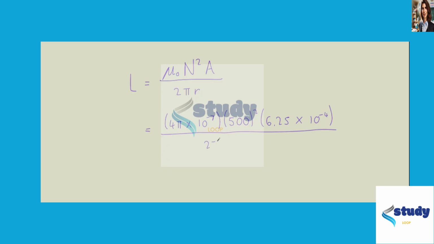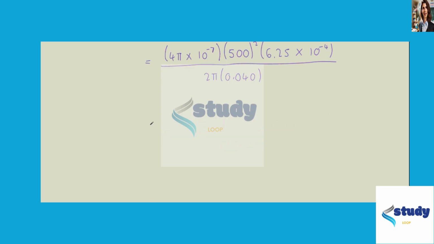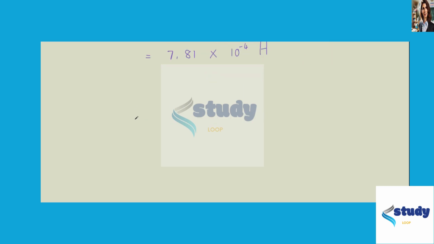All over 2 pi times the radius of 0.04 meters. And hence we get the self-inductance to be 7.81 times 10 to the minus 4 henries. So that's the self-inductance in the solenoid.